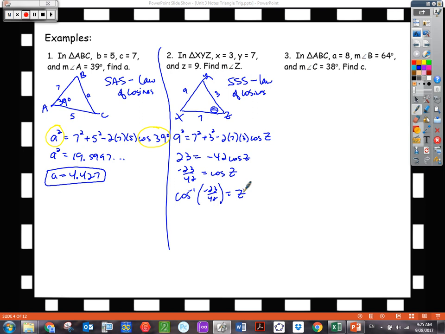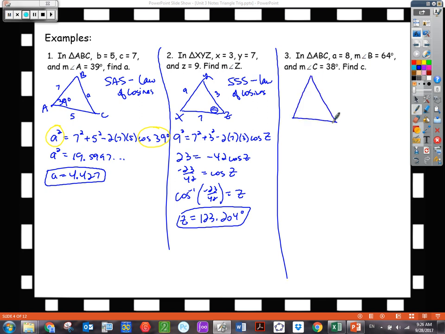So you need to be cautious. So we put that in our calculator and we get that angle z is 123.2038. So we'll say 123 degrees. Okay, so now we've seen two different kinds of renditions of law of cosines. Are we okay with that so far? Yes? Okay. So let's take a look at the last example we have up here.